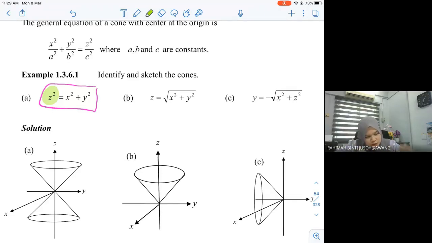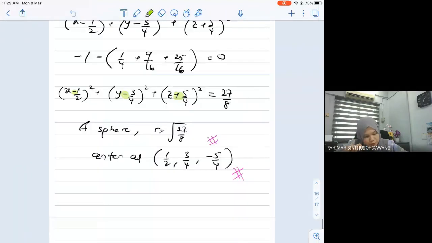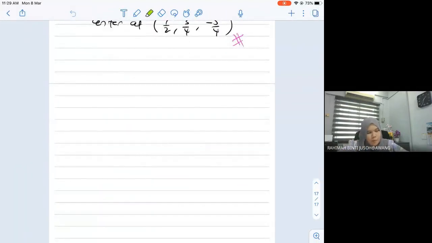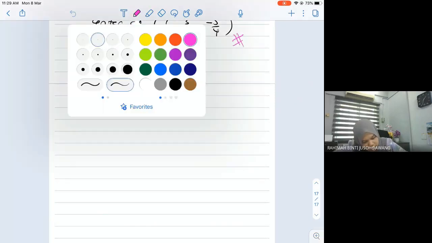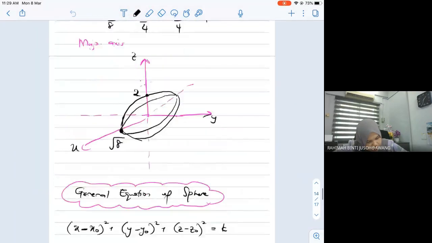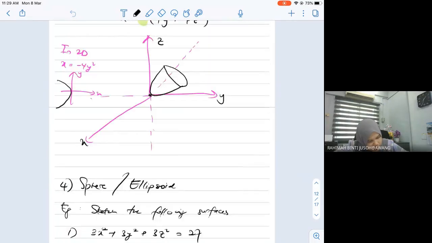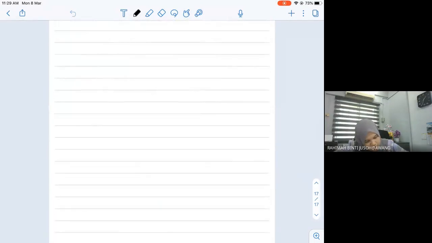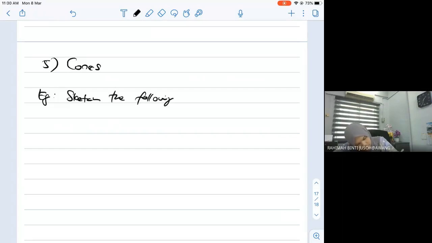I will give an example, different from the module, so that you can understand. Which number is cones now? 1, 2, 3, 4 from before, so 5. I combined the sphere with the ellipse earlier. So number 5, cones. Example: sketch the following surfaces. Okay, we will do two examples.